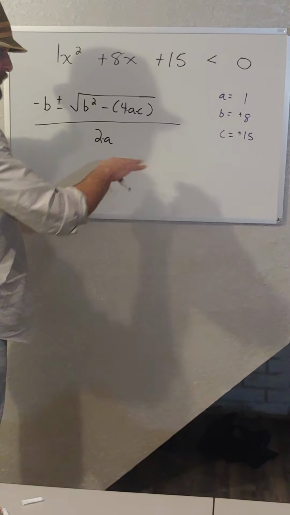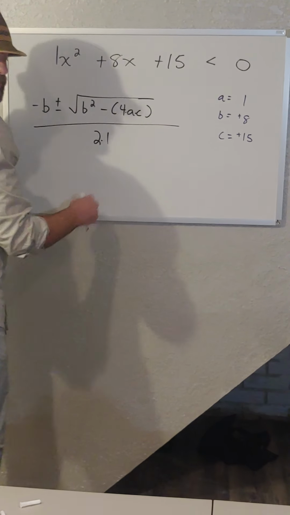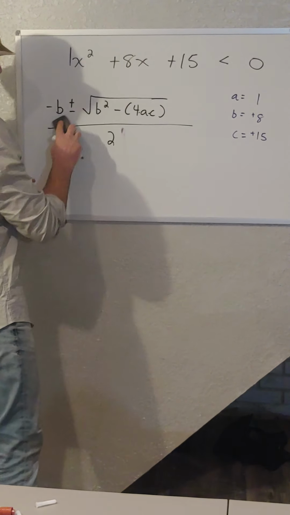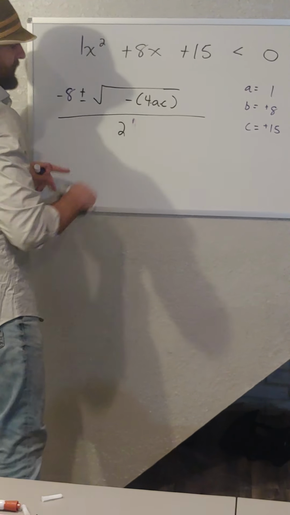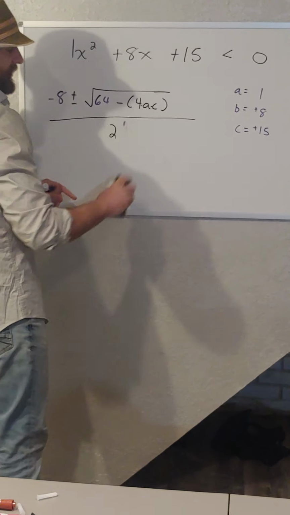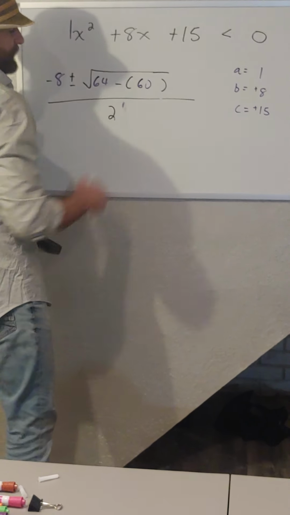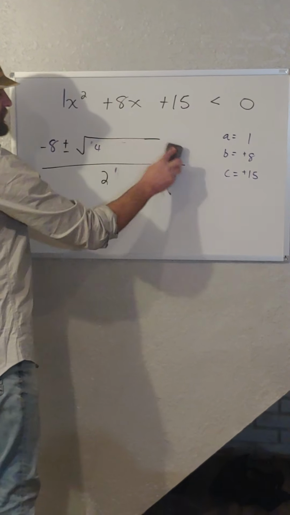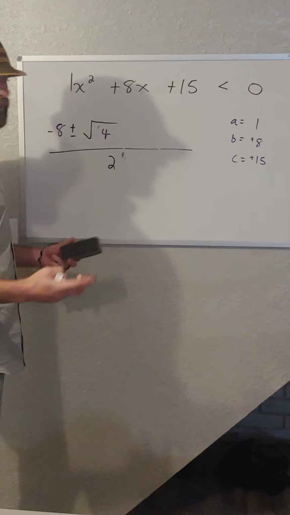Okay, and then this part's a review, but we're going to take these and insert them in here. So 2 times 1, that one's going to be 2. Negative b would be negative 8. 8 to the second, 8 times 8. And 4 times a times c, which is 4 times 1 times 15, which is going to give you 60. We're going to subtract that and get 4. Square root of 4 is 2.